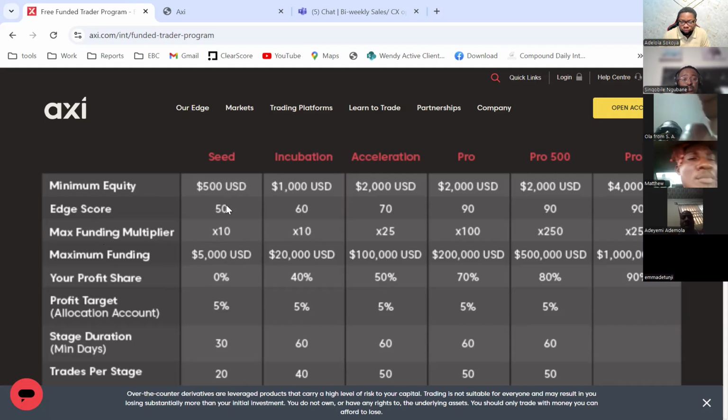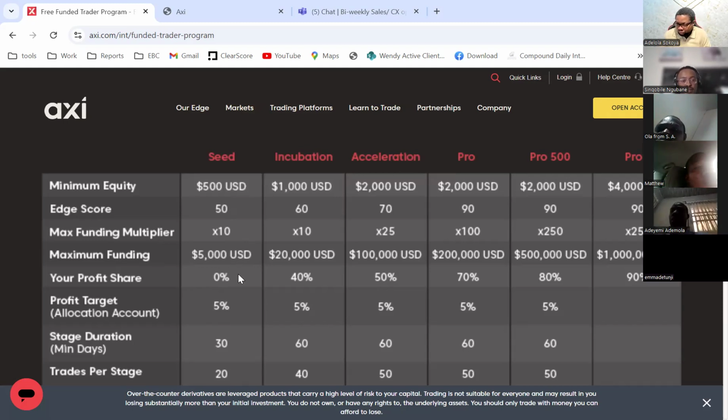Edge score is the scoring that we have. I'll show you how to see it when you log into the platform. It needs to be 50. This constitutes your profitability, your risk management, your drawdown, and the system will score you based on your skill, how you trade. Once you score 50, you'll get an email directly from AXI saying you've qualified for AXI Select. You can now fund with $500, so you will receive the $5,000.